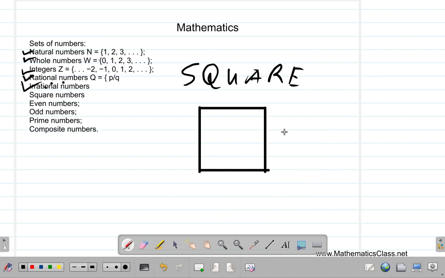Now we want to see the square numbers. The square number would be the area of the square. This is 1. This is 1. 1 times 1 gives you 1.